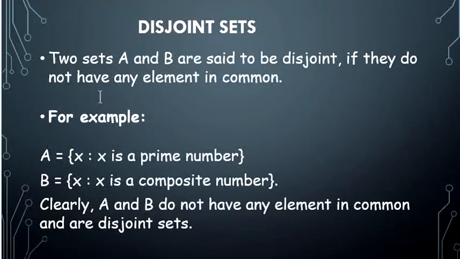Next we have disjoint sets. Two sets A and B are said to be disjoint if they do not have any element in common. For example, in set A, x is such that x is a prime number, and in set B, x is such that x is a composite number. Since composite numbers and prime numbers are exactly opposite of each other, there's nothing common in them. So clearly we can say that A and B do not have any element which is common, and so they are called disjoint sets.